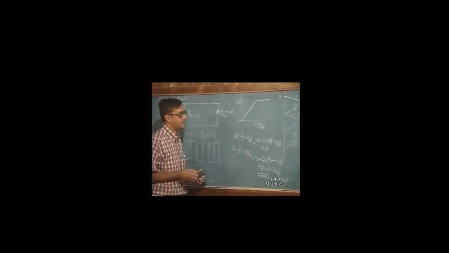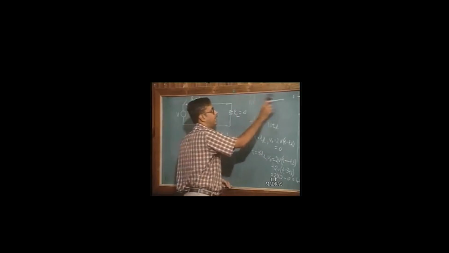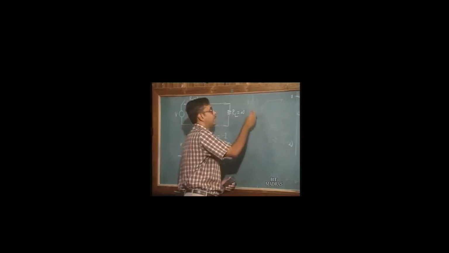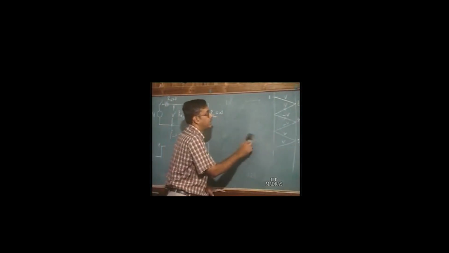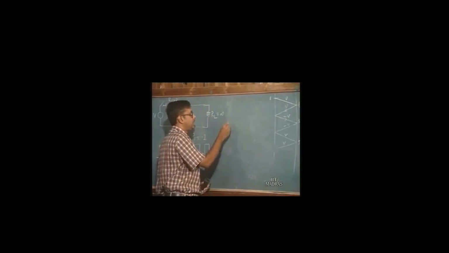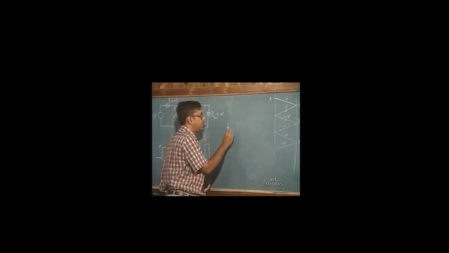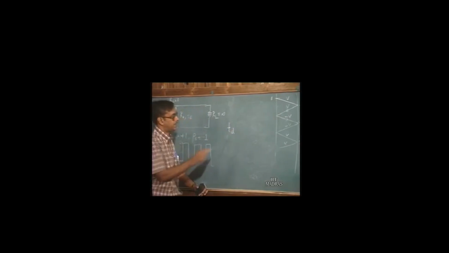So in fact it is a rule of thumb to say that the transmission line effects become dominant when the delay time of the line, that is TD, is more than the rise time divided by 5.